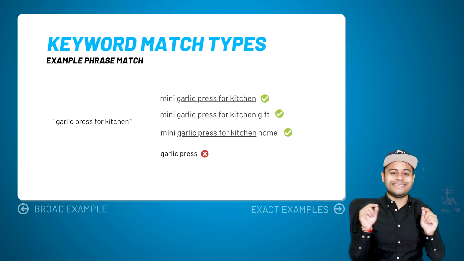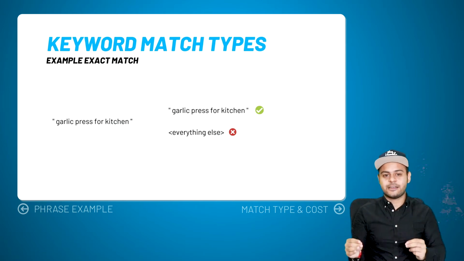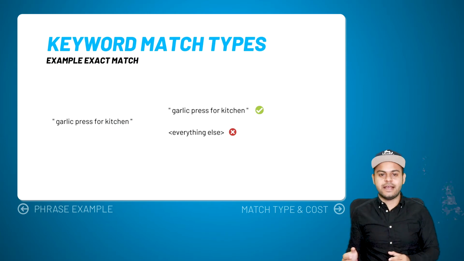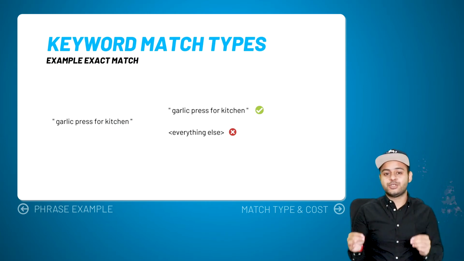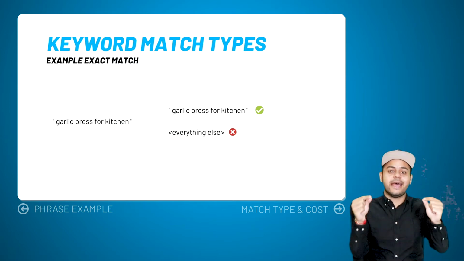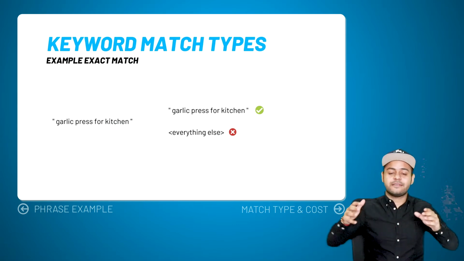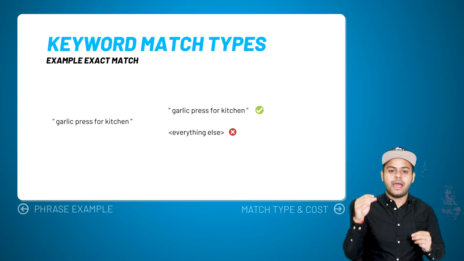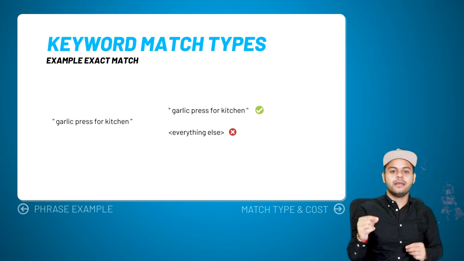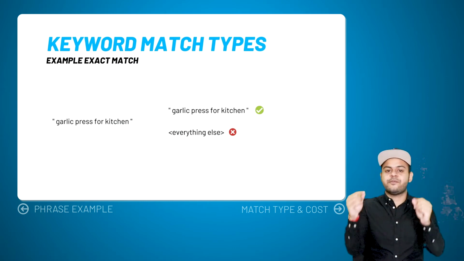Now let's look at what exact means. Finally, coming to the simplest kind of keyword match type, which is the exact match type. In this, as you can tell from the keyword itself, Amazon is basically only going to be showing your ad to the people who search for the exact term exactly. All right, that's a bit meta, but that is how it is. So if somebody searches for garlic press for kitchen and you are advertising for that with an exact match type ad campaign, then your ad will only be shown to the people who are searching for garlic press for kitchen.